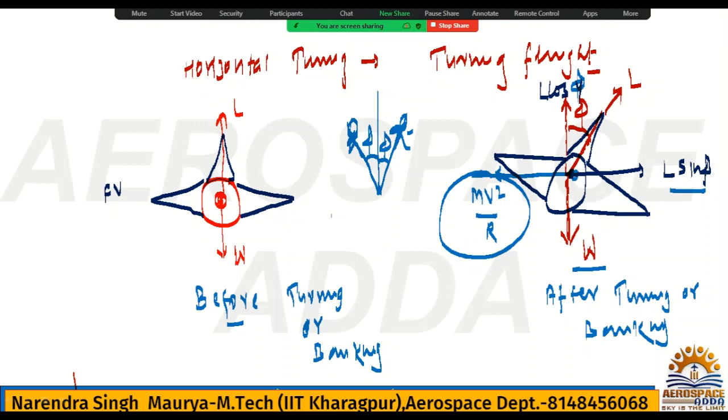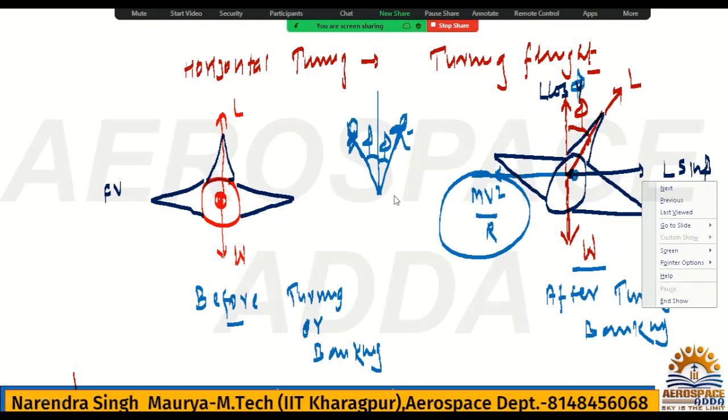If you are turning this side, so definitely the center will be this side. So this force is going away from the center. What is this force? It is mv square by r, called centripetal force. Yes or no? mv square by r. So that force balancing will be in two directions. Number one, vertical direction. Number two, horizontal direction.